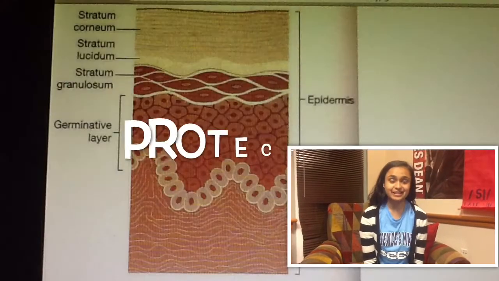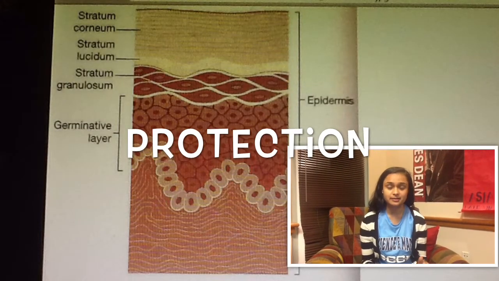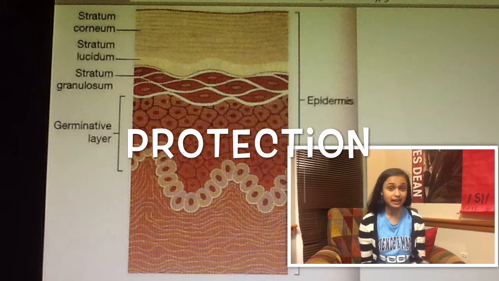Hi, so in this video I'm going to be talking about how the structure of the skin allows it to carry out its 6 major functions, and also how the nervous system allows the skin to regulate our body temperature. The first function of the skin is protection. The skin is split up into 3 layers: the epidermis, the dermis, and then the hypodermis.